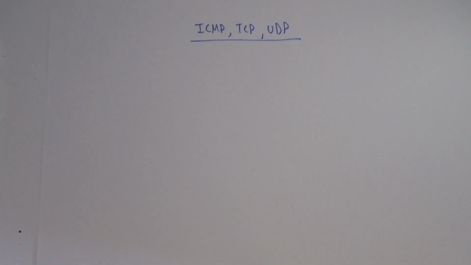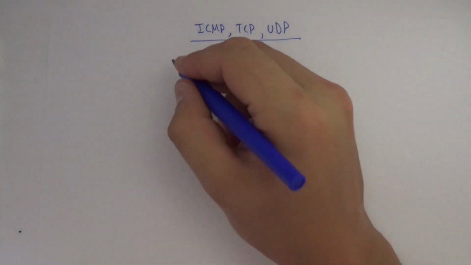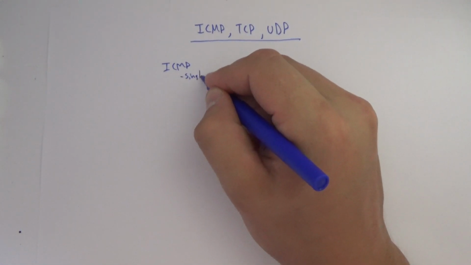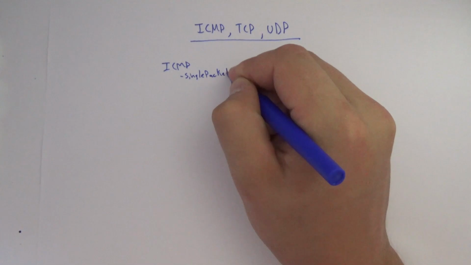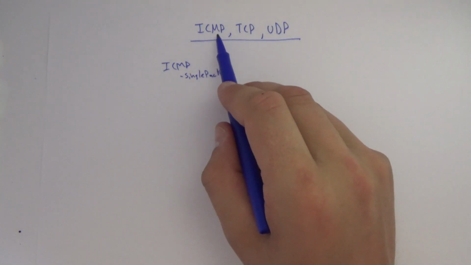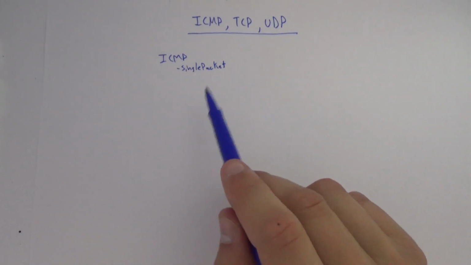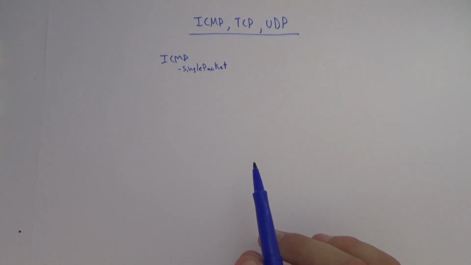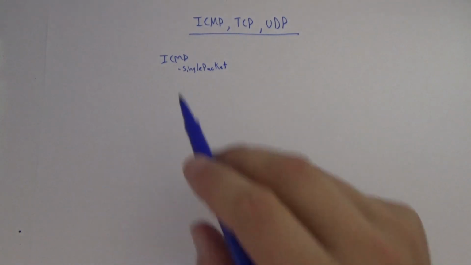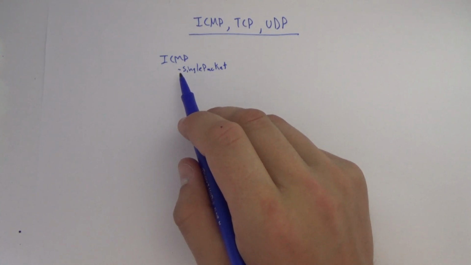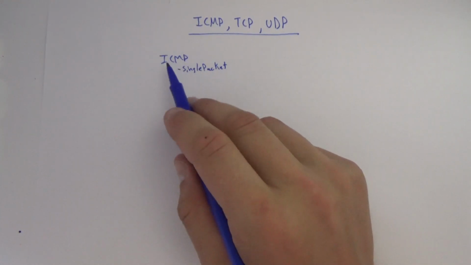So ICMP is a single packet. It doesn't actually transmit large amounts of information. ICMP stands for Internet Control Message Protocol. ICMP is all about making sure that things are working. So if you've used ping or traceroute, you're actually using ICMP, sending things like echo requests and echo replies. Those are each ICMP.